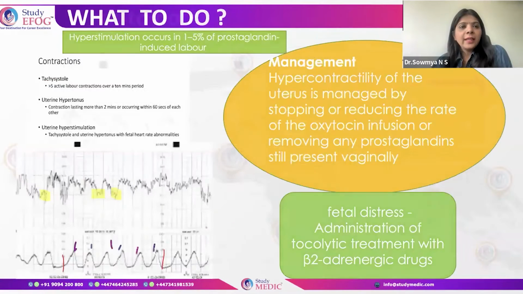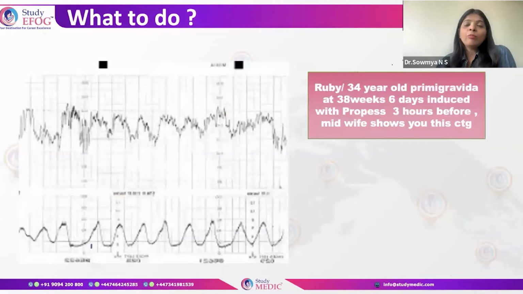And the next thing, again, one more example of what to do. A 34-year-old primip, 38 weeks 6 days, induced with Propess, that's the vaginal prostaglandin delivery system, and the midwife is worried about the CTG. Obviously, if you apply DR C BRAVADO, the first thing is there is a risk of induction, and the contractions you can see here 1, 2, 3, 4, 5, 6, and you can see the decelerations with that. So definitely there is hyperstimulation.